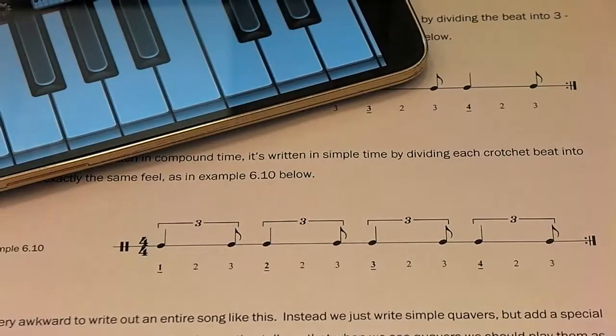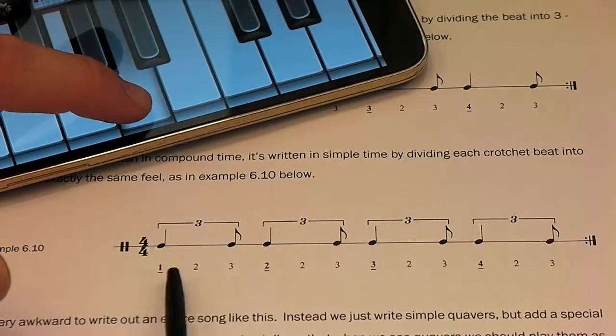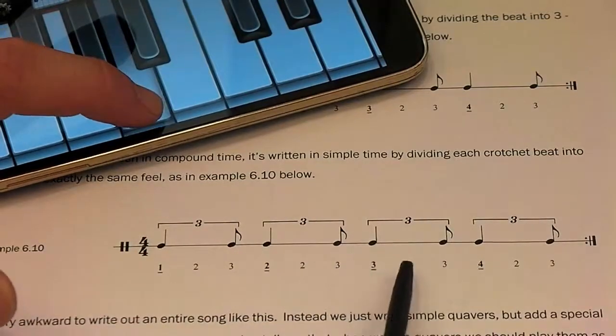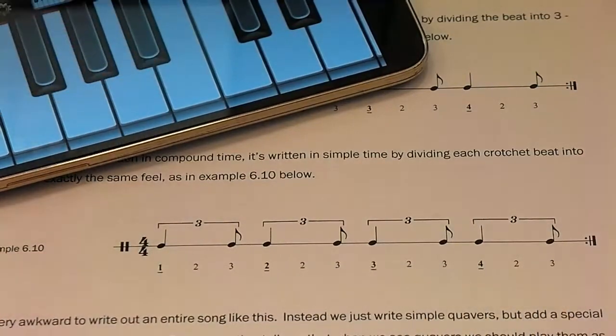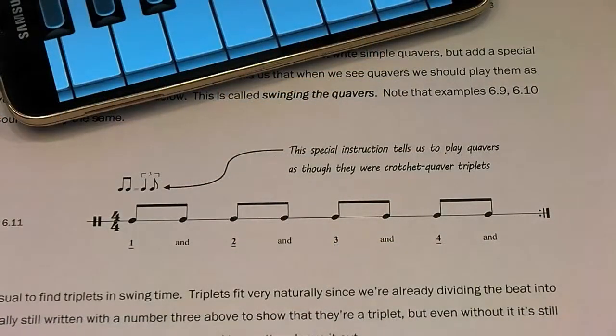Of course, anything we can write in compound time, we can also write in simple time. So here's exactly the same rhythm in 4-4 using triplets. 1, 2, 3, 2, 2, 3, 3, 2, 3, 4, 2, 3. In reality, though, we have a much easier way of writing out music in swing time.